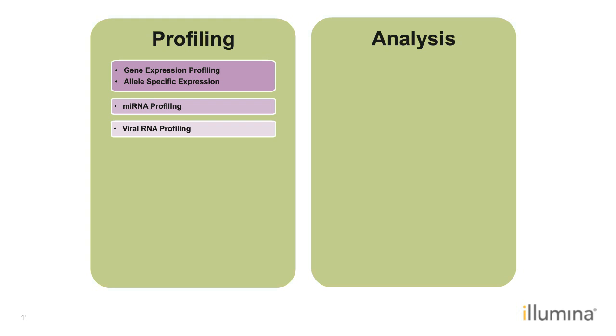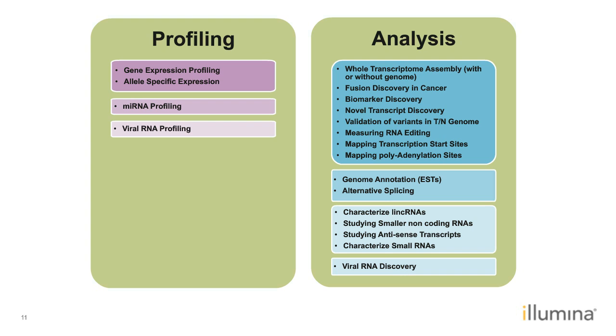In terms of analysis, the question is, what is the sequence and are the sequences different? For mRNA, we can look at whole transcriptome assembly. Maybe we're looking at some novel fusions. We can look at biomarker discovery or novel transcript discovery. So this would be looking at the sequence itself rather than counting how many transcripts are available. We can also look at genome annotation or alternative splicing. We can characterize lncRNAs, study small non-coding RNAs, and possibly encounter biodiscovery if there is an RNA-expressing virus.